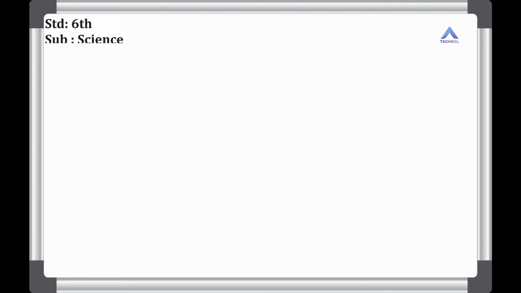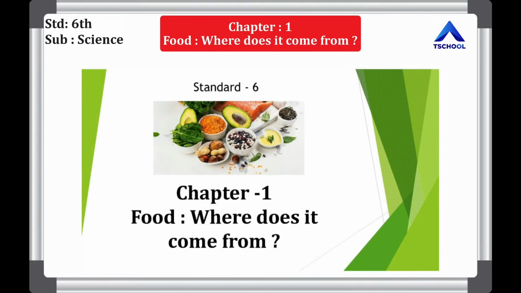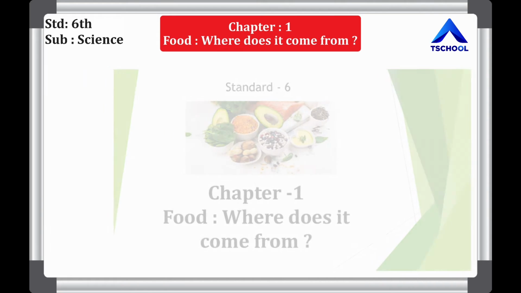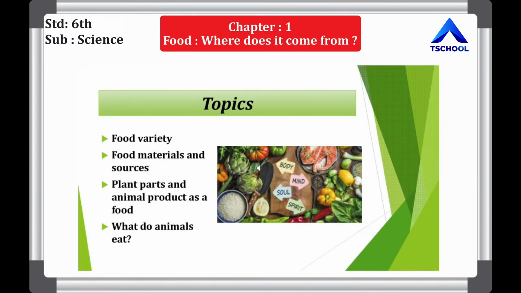Hello students, so today we are starting with our very first chapter, Food: Where It Comes From. Talking about food in this chapter, at the end of this video you will be able to learn these following topics from the chapter: food variety, food materials and sources, plant parts and animal products as food, and at the last, what do animals eat.